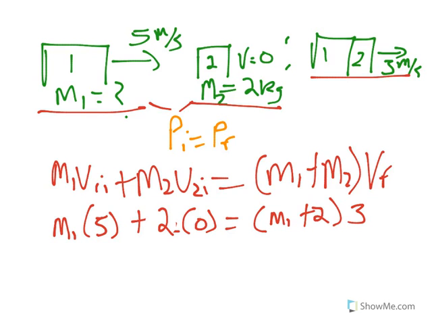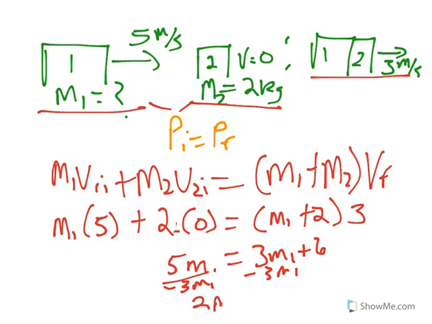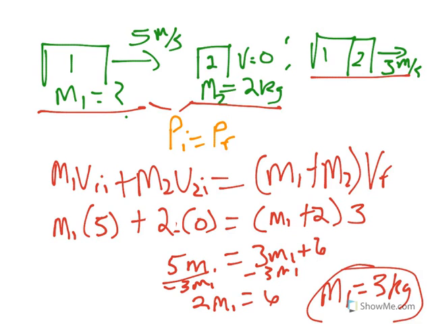Alright, now we are going to solve for m1. The first thing I'm going to do is distribute this. So I'm going to put 3m1 plus 6 equals 5m1. Solving for m1, I'm going to subtract 3m1 from both sides. So I'm going to get 2m1 equals 6. And then I am going to divide by 2, and I'm going to get m1 equals 3 kilograms.